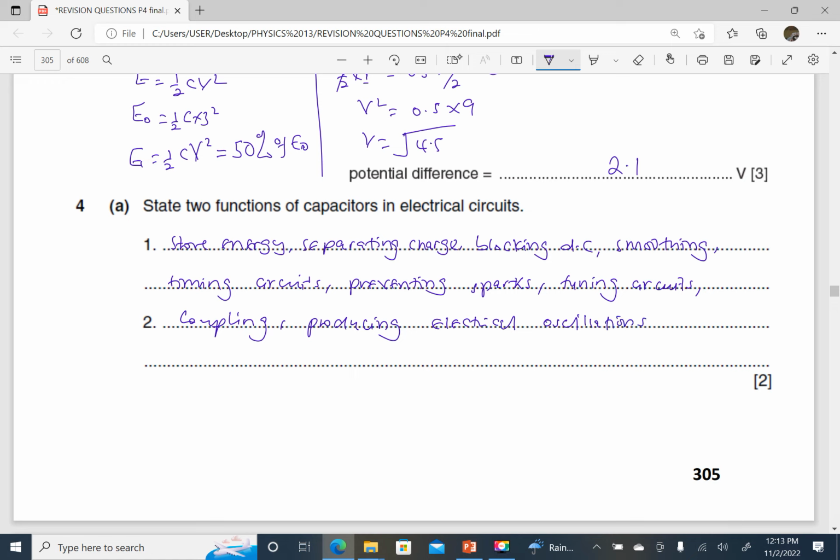You can't fail to state 2 out of all those ones. They can also be used as temporary power supplies. So you can't fail to state at least 2. Okay, next.